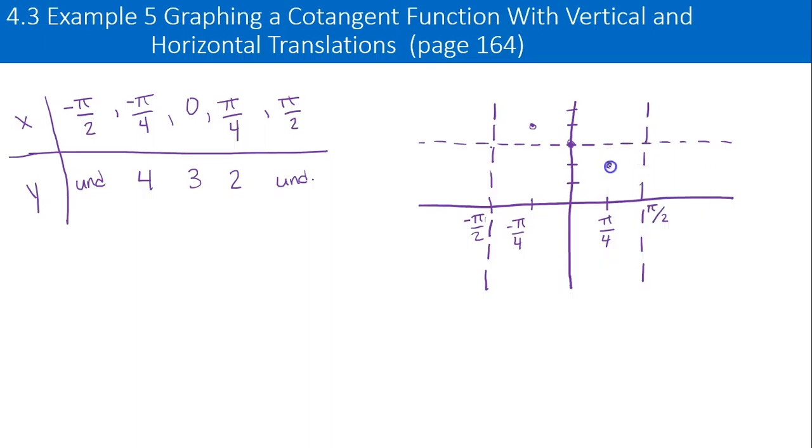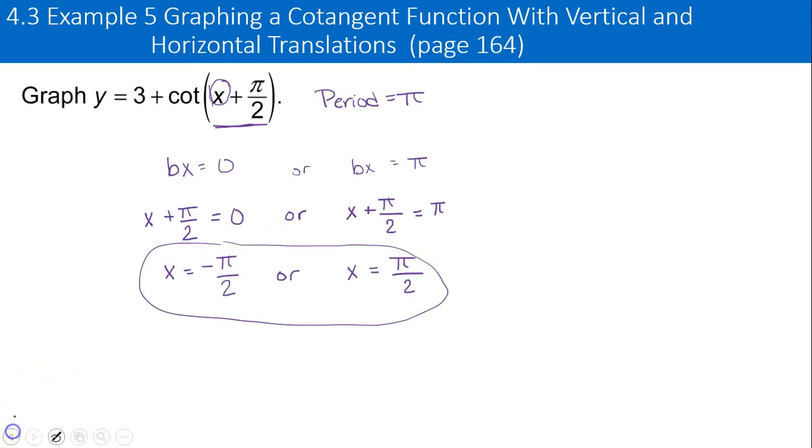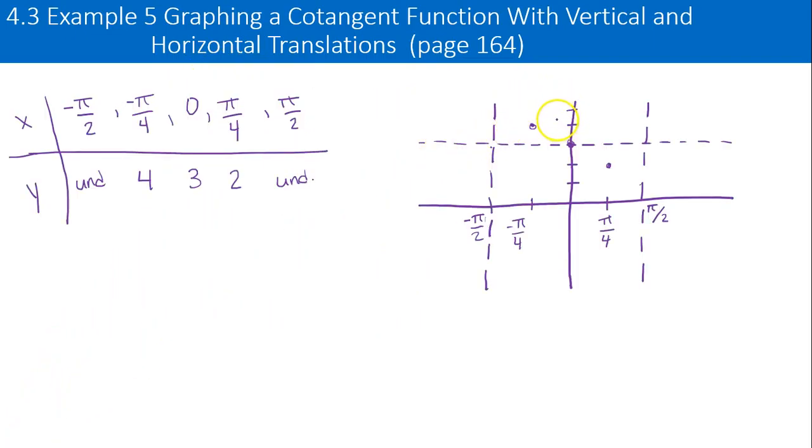Now, if we did not have this vertical shift on our graph, if this was just cotangent of this right here, all of these values would be back down here at 0, and then this value at negative pi over 4 would be at 1, and then this one would be at negative 1, just like our first function that we graphed. But this is how we graph this function here with a vertical shift and a phase shift.